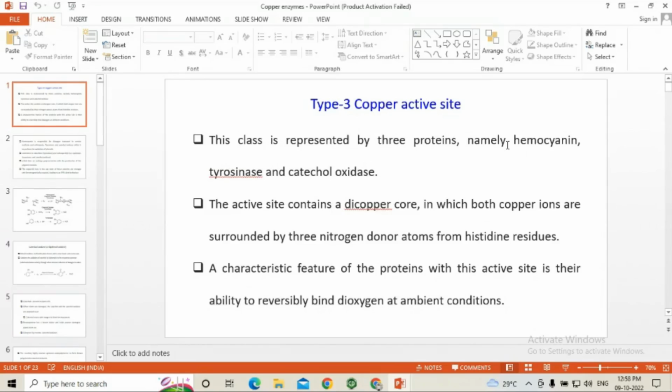So what are the enzymes we have seen already? The hemocyanin, that is also falling under the classification of type 3 copper. And in addition to that, we are having tyrosinase and catechol oxidase. Tyrosine is converted into catechol, catechol is converted into orthoquinone. This is an important biological reaction that is highly needed for the synthesis of melanin. In this case, almost all the enzymes have a dicopper site which is surrounded by nitrogen donors from the histidine residues only.